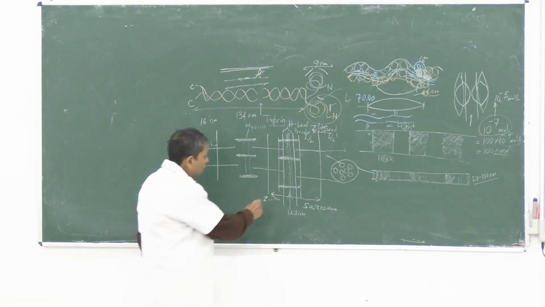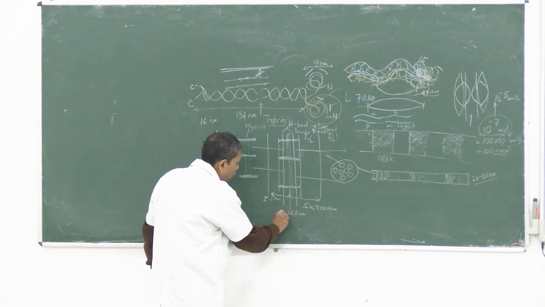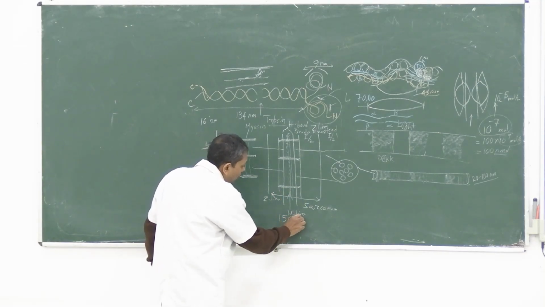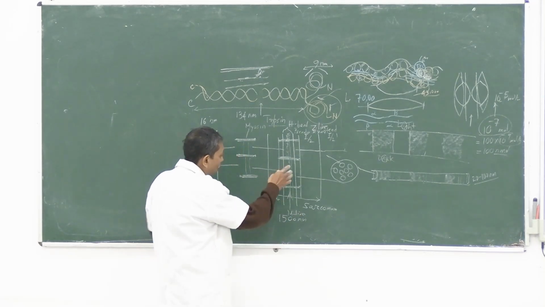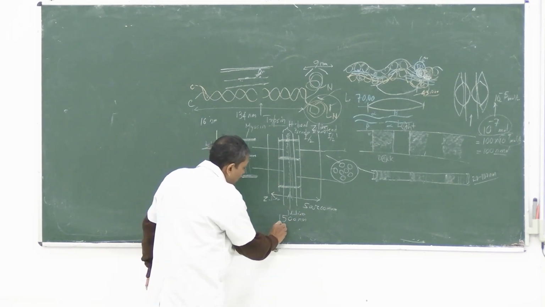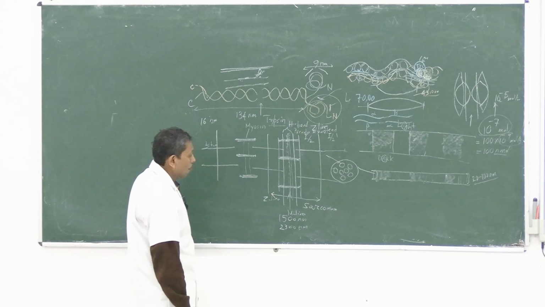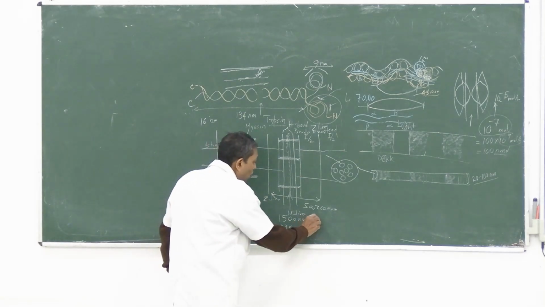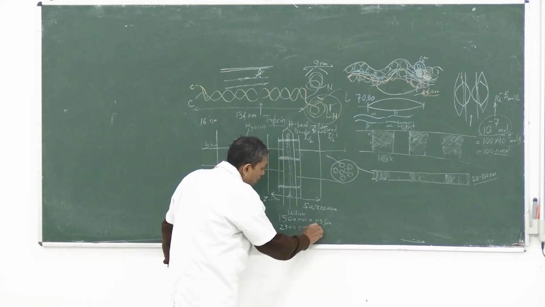And what is the dimension of this sarcomere? In the contracted state it is 1500 nanometer, and whenever it is completely relaxed it is 2300 nanometer. So it is equivalent to 1.5 μm and 2.3 μm.